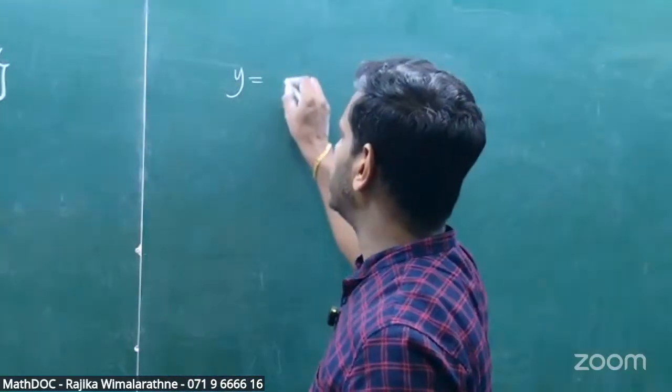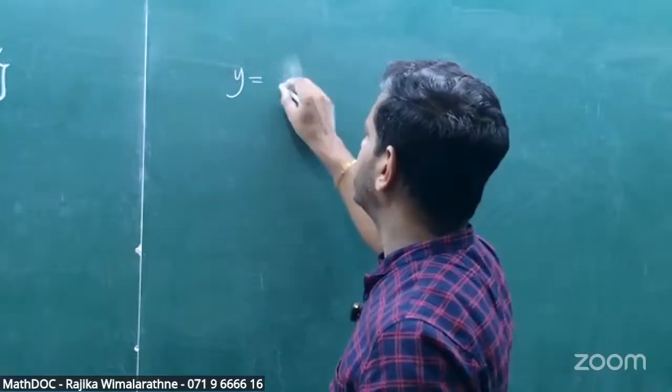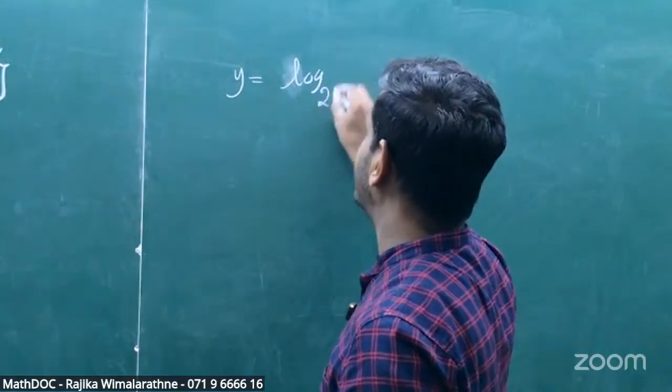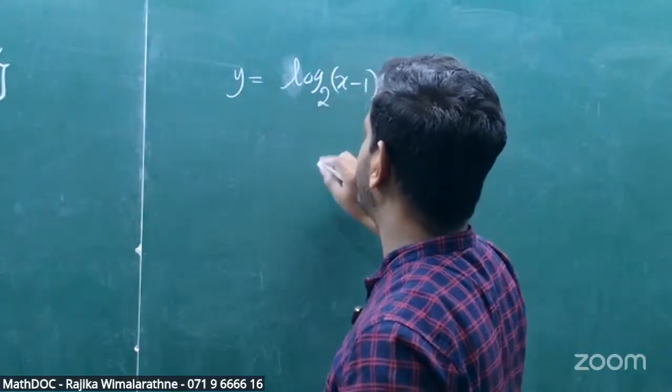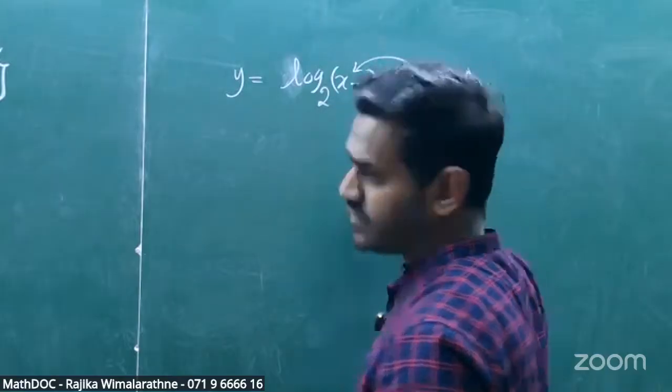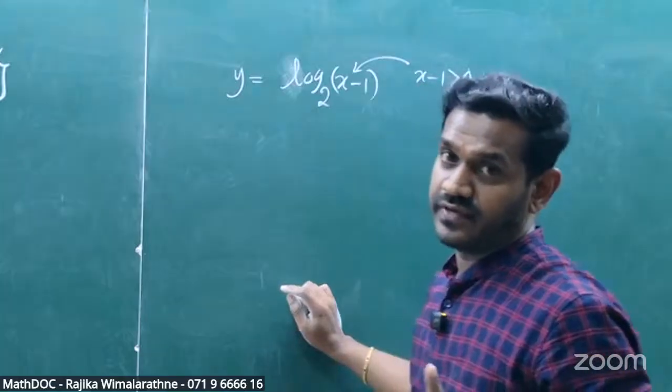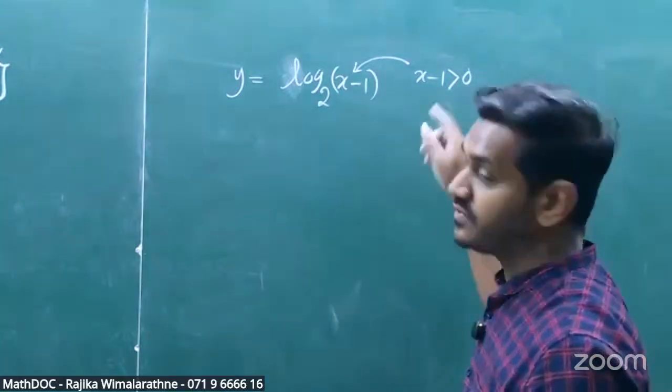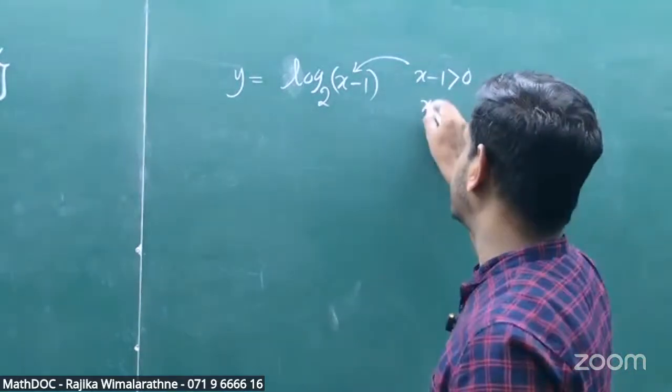Consider y equals log base 2 of x minus 1. Then take x minus 1 greater than 0. We can't get 0 values; we always have to select positive values. Then the x value is greater than 1.